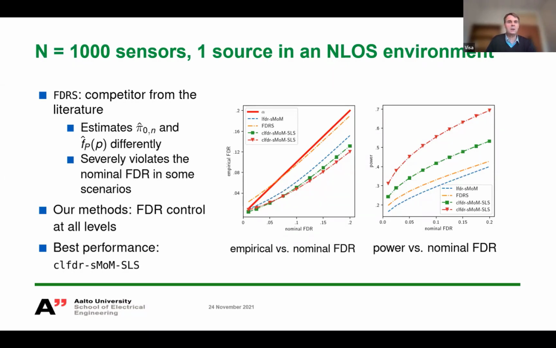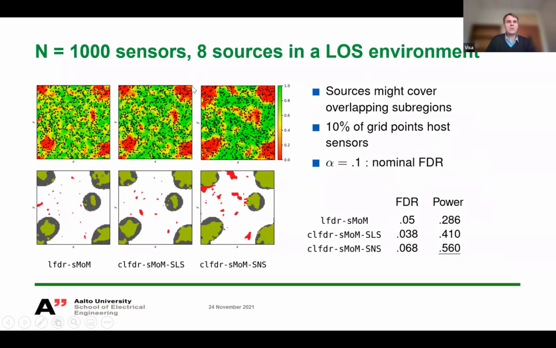type of technique. Then another example where you have 8 sources and a line of sight scenario, and this technique will then identify these regions where the spectrum is being used. And again, you maintain this FDR control strictly, and the technique that we have proposed here also has the highest detection power.